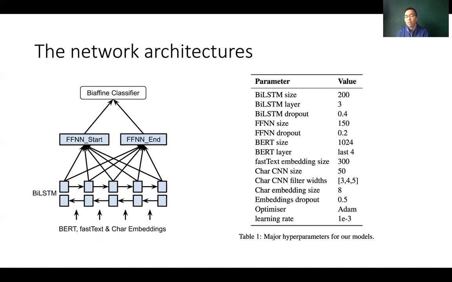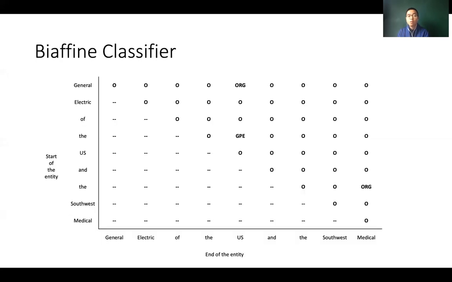So the right-hand side is just the detailed parameters we used in our model, and they can also be found in our paper. So let's take a look at the output of the biaffine classifier. After you put in the start and end indices, and after some matrix multiplication, you will get those matrices.